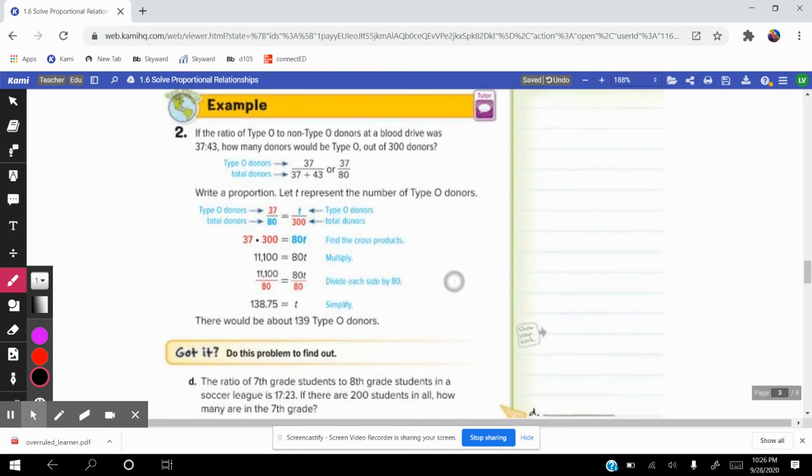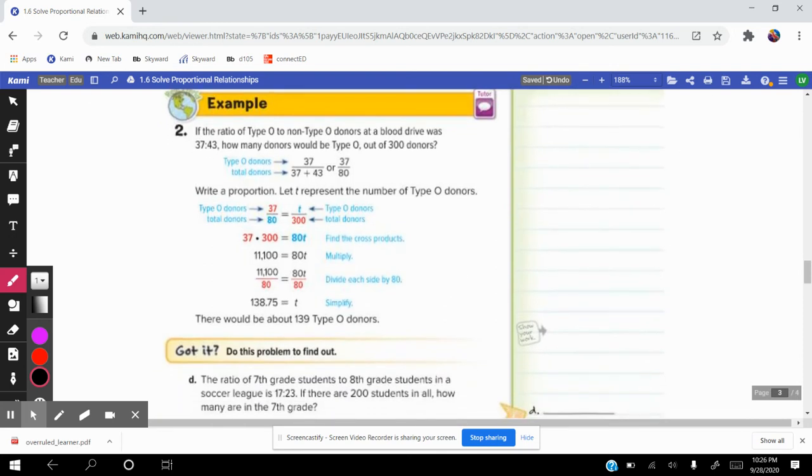Example 2. If the ratio of type O to non-type O donors at a blood drive was 37 to 43, how many donors would be type O out of 300 donors? So type O donors is in the numerator, and the total donors are in the denominator. It tells us in our ratio, 37 are the type O. In order to find the total, we have to take 37 plus 43. So when you simplify that, that becomes 80 over 80.